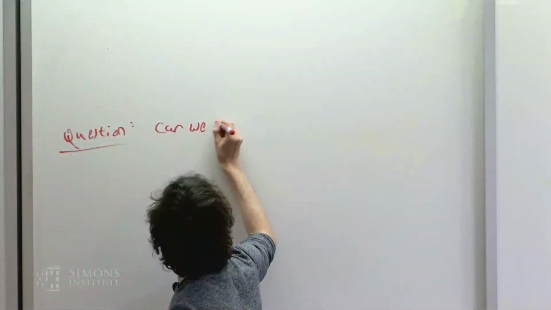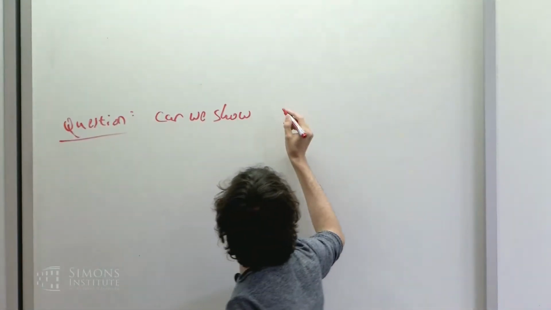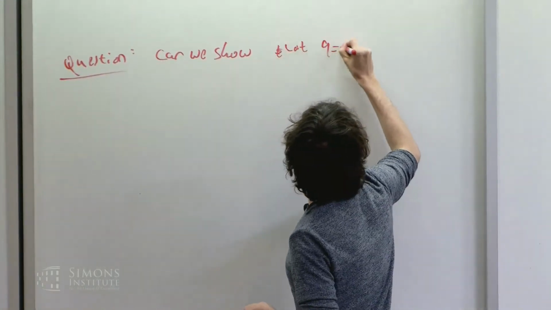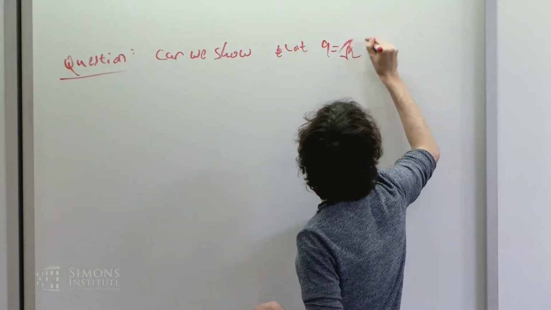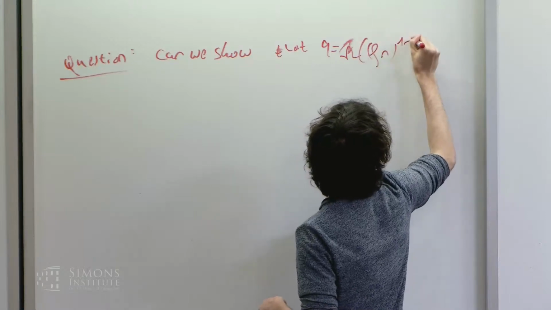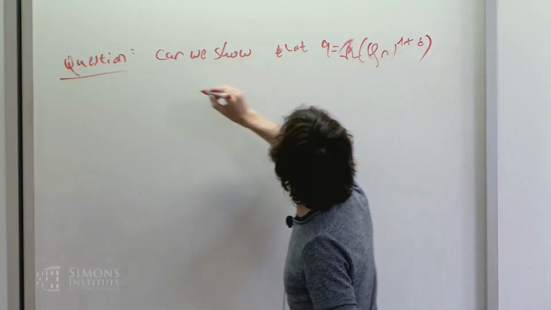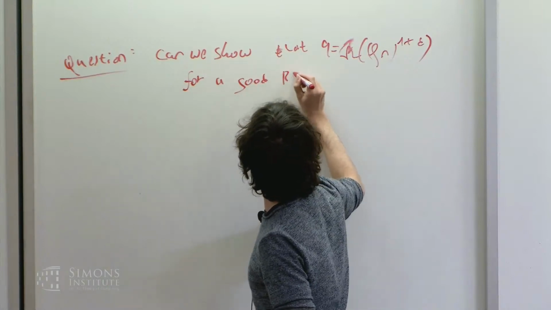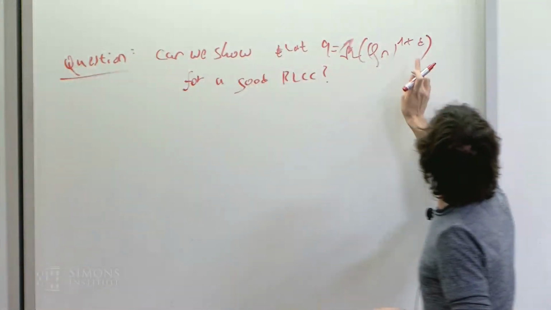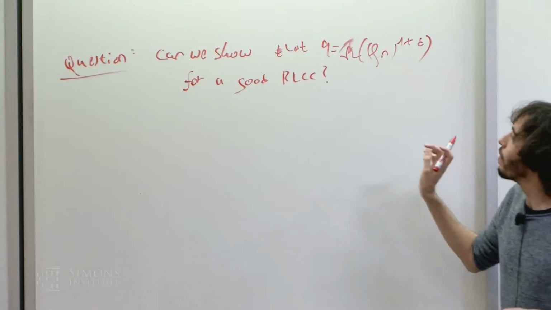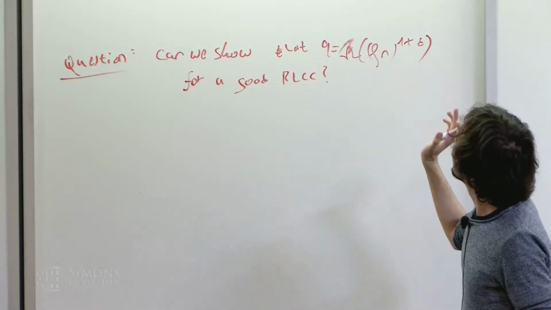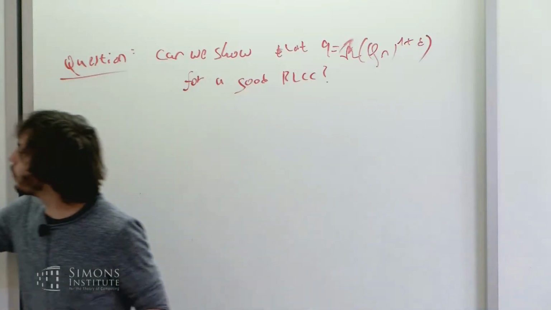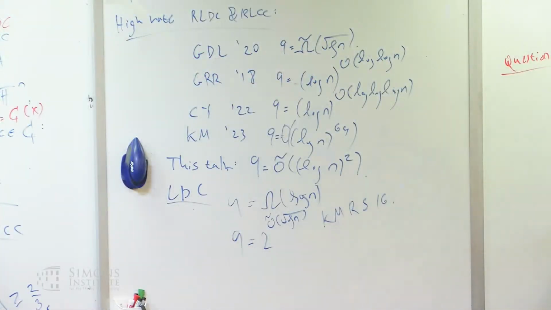Can we show a bound of that Q must be omega of (log n)^(1+epsilon) for a good RLCC? So maybe for any constant. It's an open problem to strengthen this bound for locally decodable or locally correctable codes.